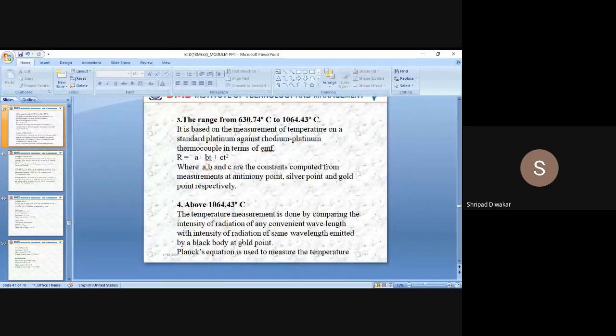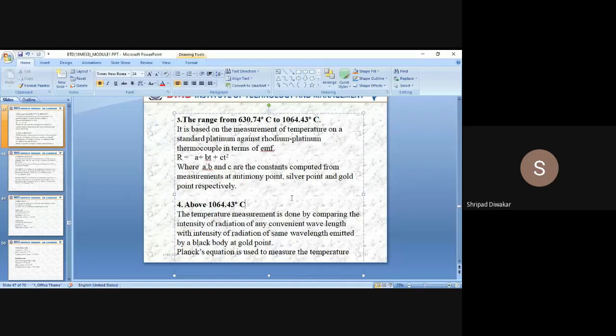You see, the gold point, which is nothing but the normal melting point of gold, is used as a standard fixed point to measure the temperature above 1064 degrees Celsius, and a radiation pyrometer is the instrument used to measure the temperature above 1064.64 degrees Celsius. Any doubts? Any doubts, guys? Are you following? Good. Okay.